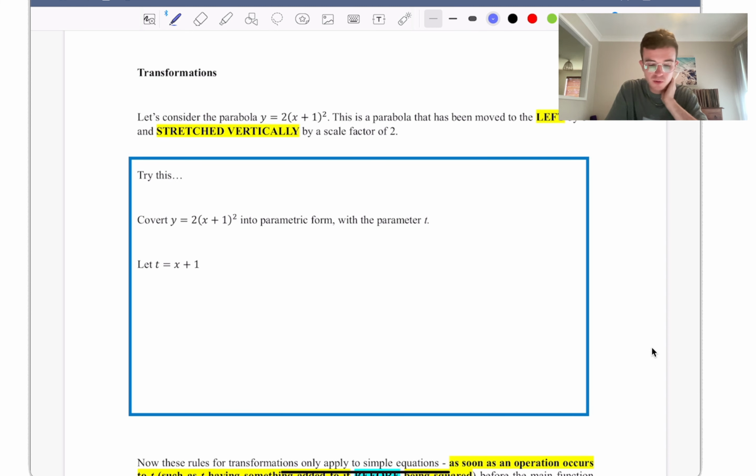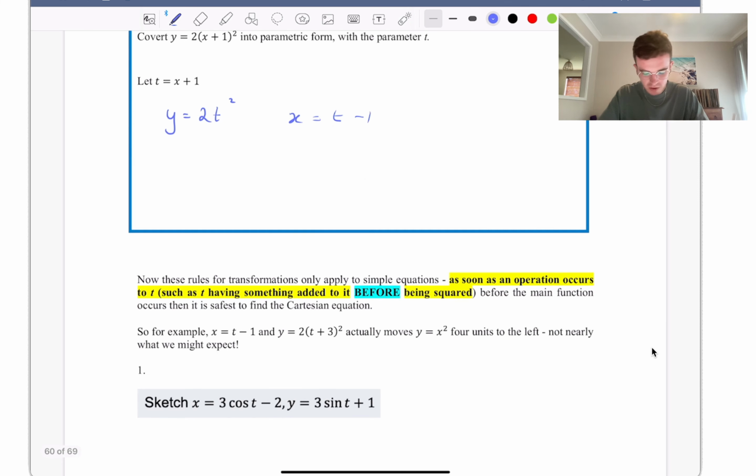So let's consider the parabola y equals 2x squared plus 1. Now this is a parabola that's been moved to the left by 1 and stretched vertically by a scale factor of 2. So let's convert this to a parametric equation. We're saying let t equal x plus 1. So that means y is 2t squared and x is just t minus 1. Done.